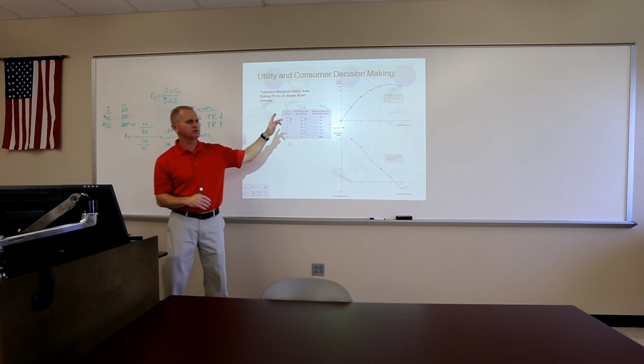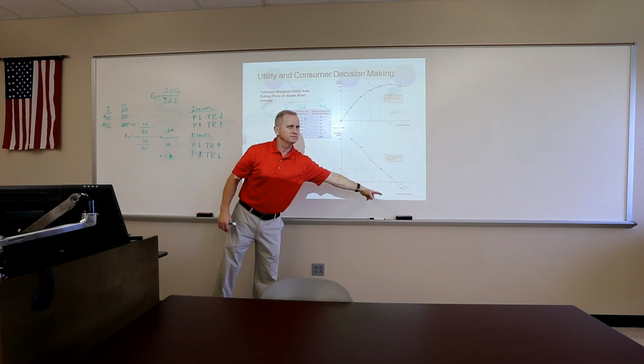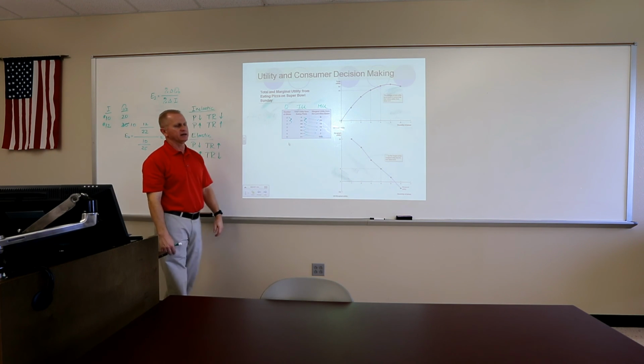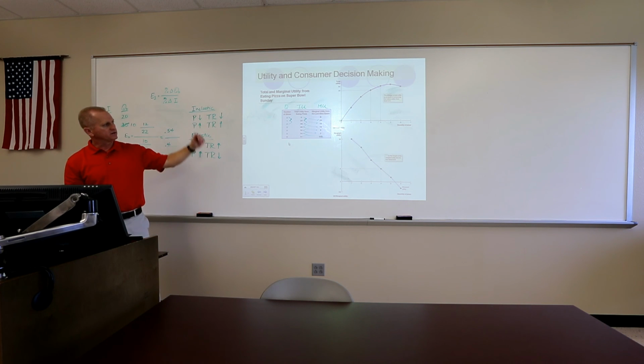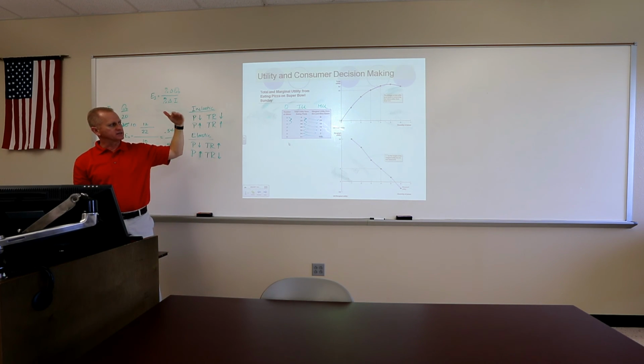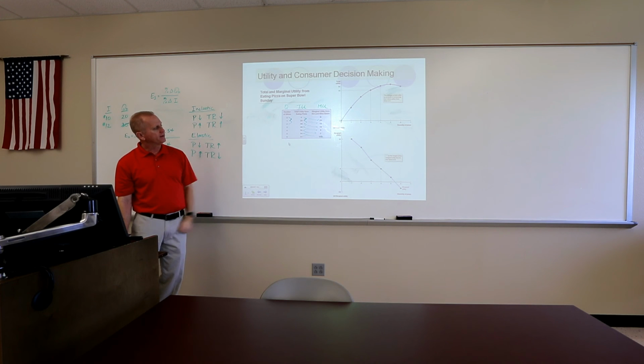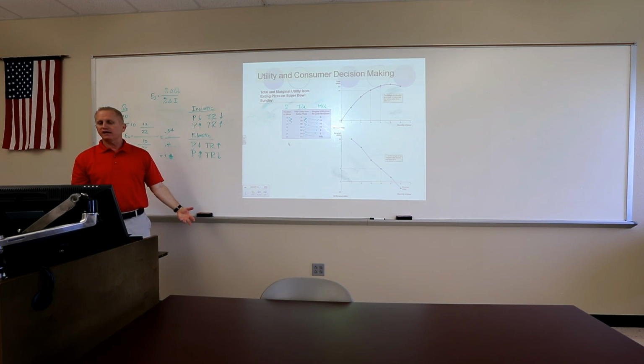Now that portion is graphed right here. This is the marginal utility line. It starts up high at 20, goes to 16, goes to 10, goes to 6, 2, and then it's negative, negative 3. So data in a table like this, I will have it on a test question.